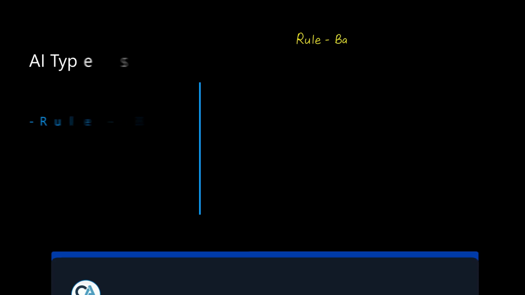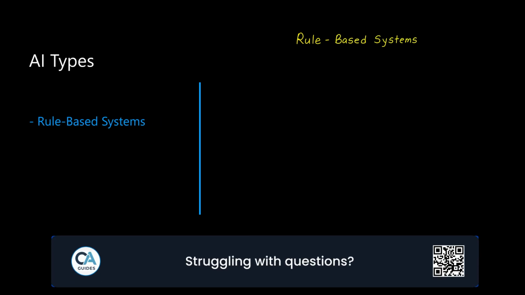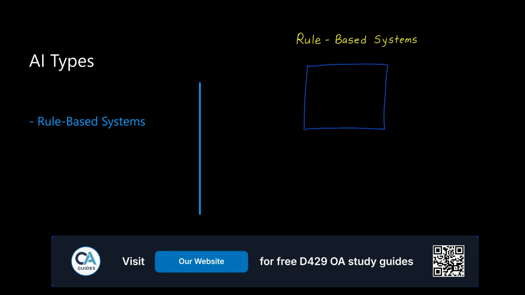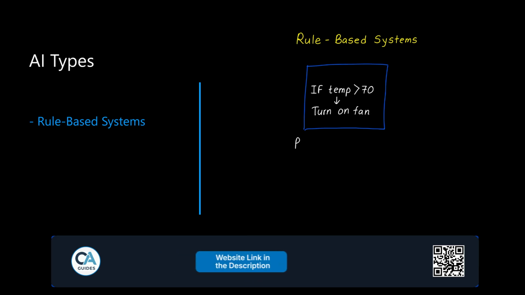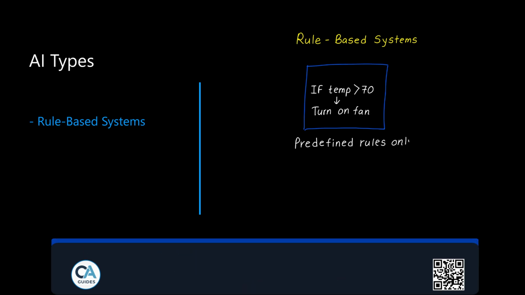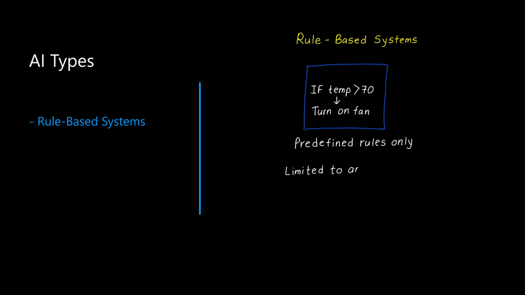Now let's get into types of AI systems, which is heavily tested. Rule-based systems were the earliest form of AI. They work by following predefined if-then rules. If the temperature exceeds 70 degrees, turn on the fan. Simple, predictable, but limited. They can't handle situations the programmer didn't anticipate.